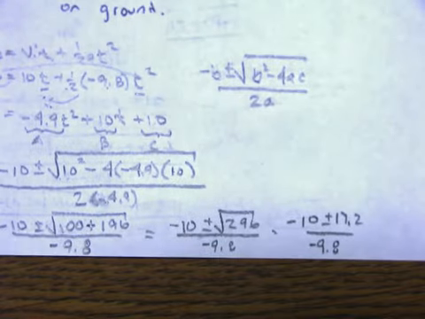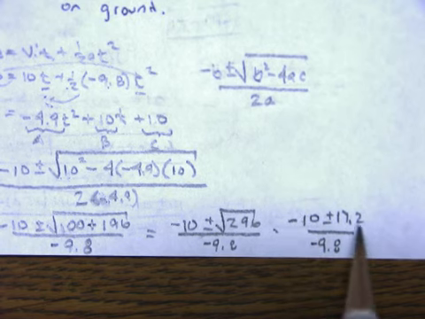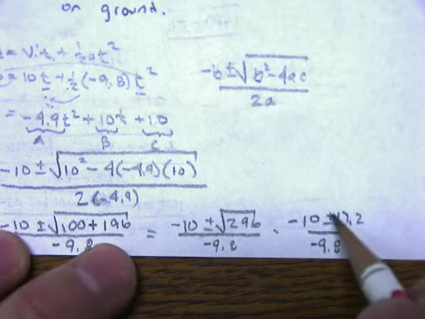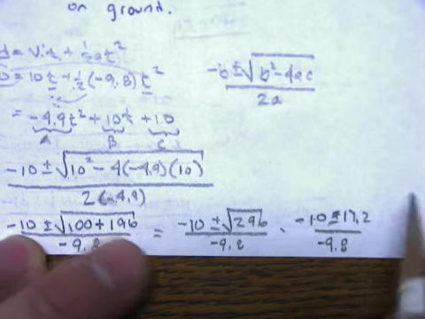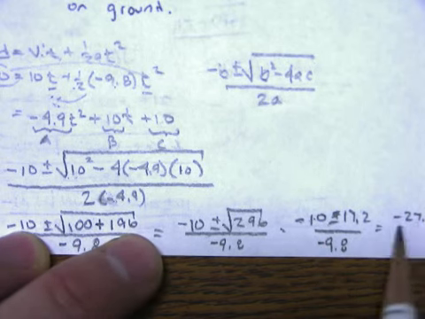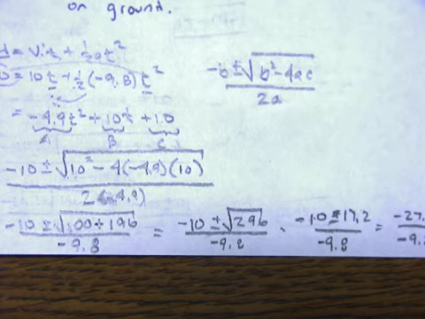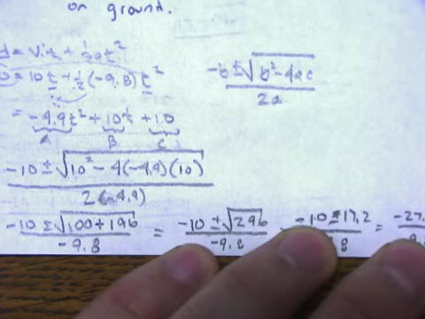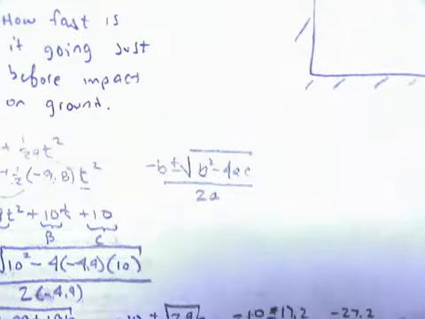Now, I'll tell you right now that time can never be negative. So if I took negative 10 plus 17, that's going to be a positive number. Divide by a negative number, it's going to be negative. So I know that I can't add. I have to subtract. So negative 10 minus 17.2 is a negative 27.2. Divide by negative 9.8. So negative 27.2 divided by negative 9.8, and you get 2.78. That's how long this is in the air, 2.78 seconds.